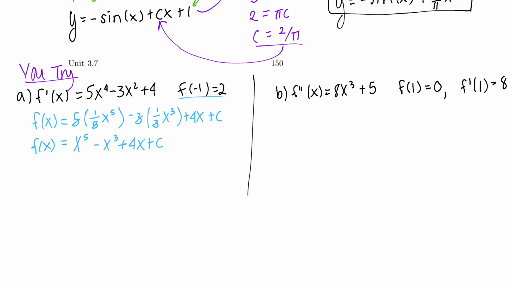Now we have that f of negative 1 is equal to 2. So we have 2 equals negative 1 to the 5th minus negative 1 cubed plus 4 times negative 1 plus c. So we have negative 1 plus 1, those canceled out.